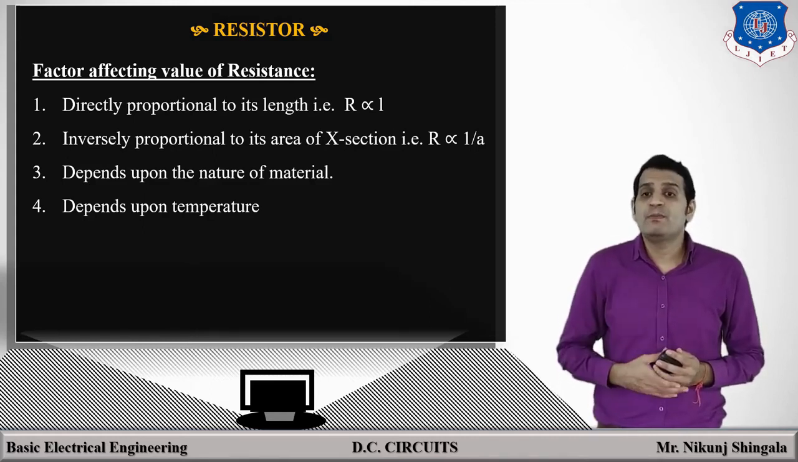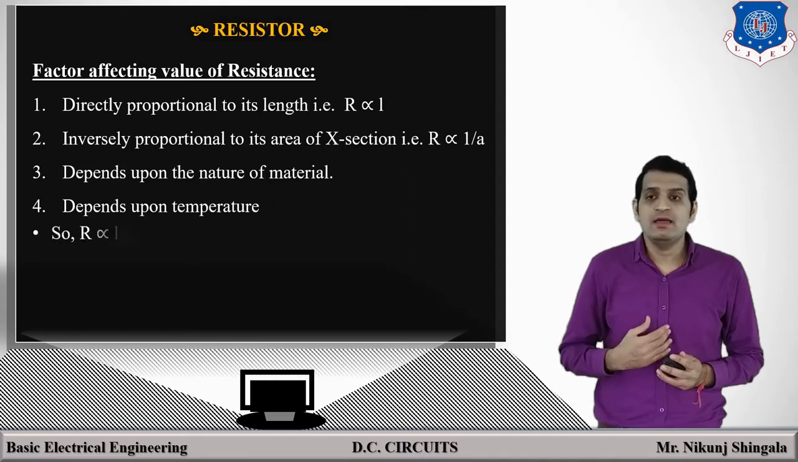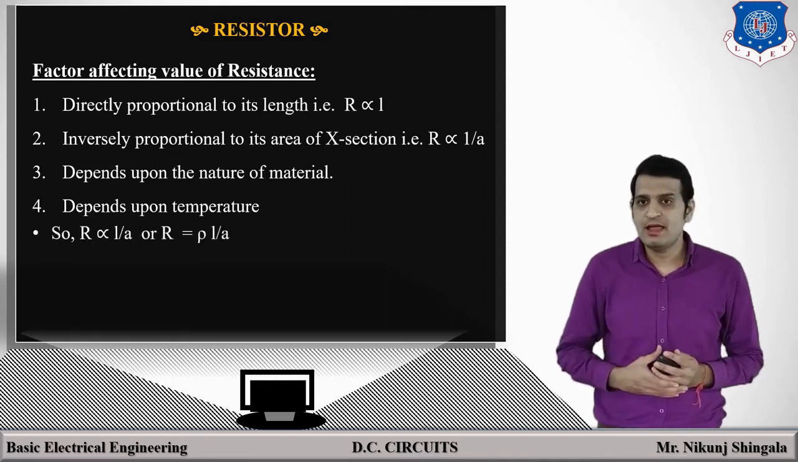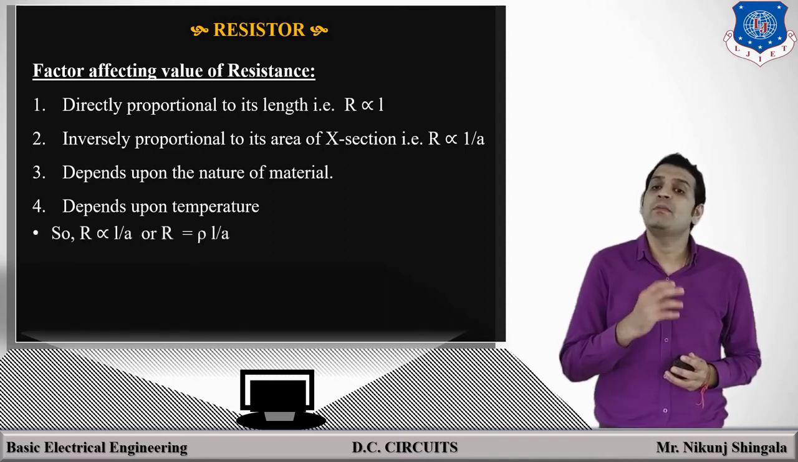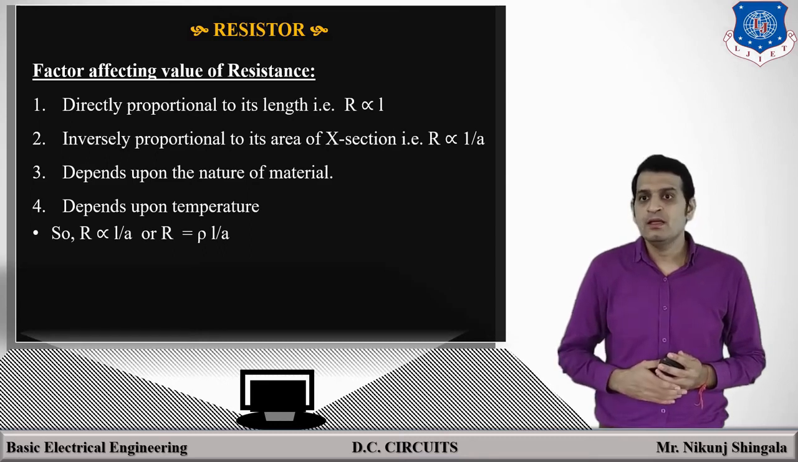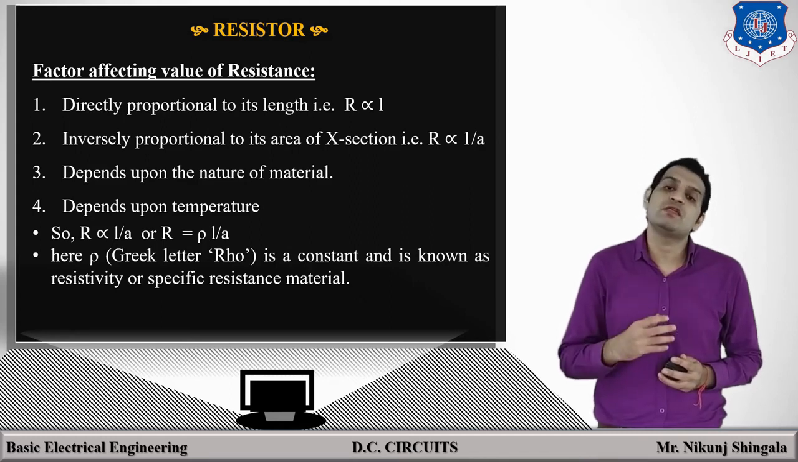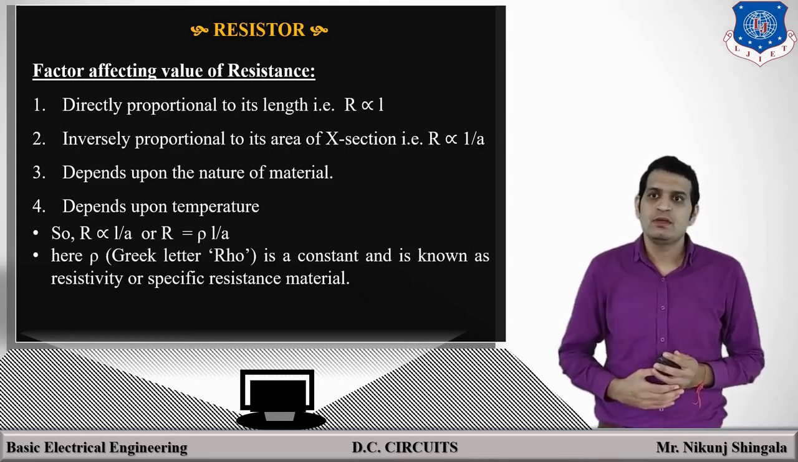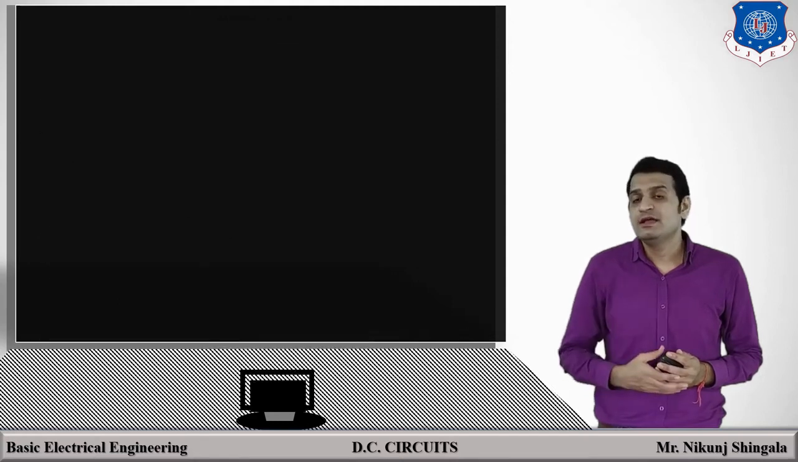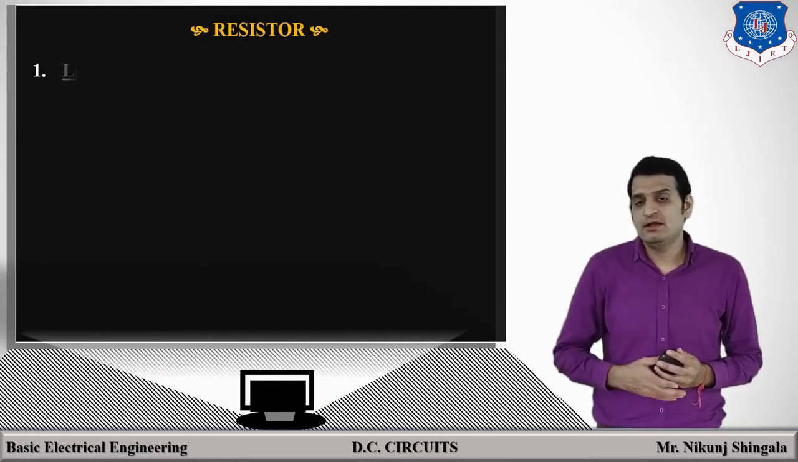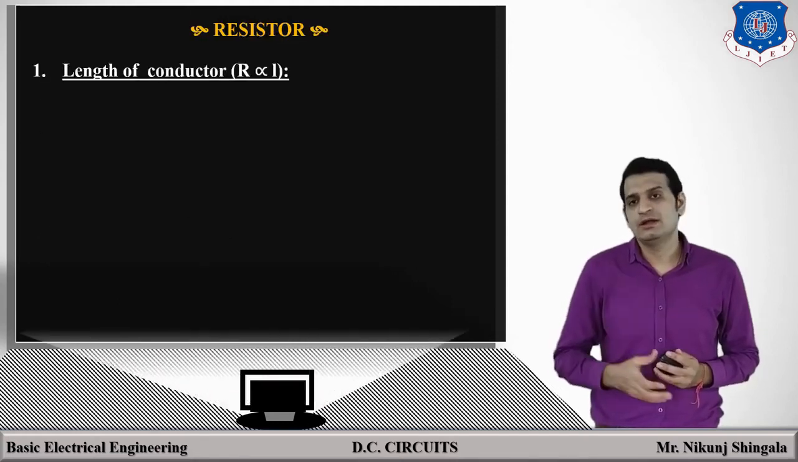So, R is proportional to L divided by A. If we remove the proportionality sign, R is equal to rho L by A. Here, rho is a Greek letter, it is a constant, known as the resistivity or specific resistance of the material. Now, let us see each and every factor. The first one is the length of the conductor.